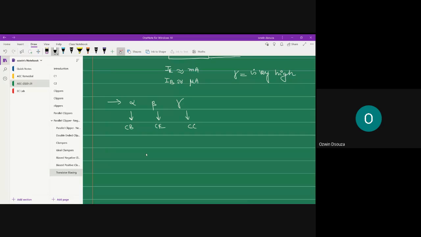Now, why do we need these three modes? Why not stick to only one single mode? The main objective of the different modes is to get different transistor characteristics. If you look at your common emitter mode as well as common base mode, they are widely used in amplification. Amplification is a process in which the low signal strength of the incoming signal is enhanced to a larger value. So basically it increases the signal strength.